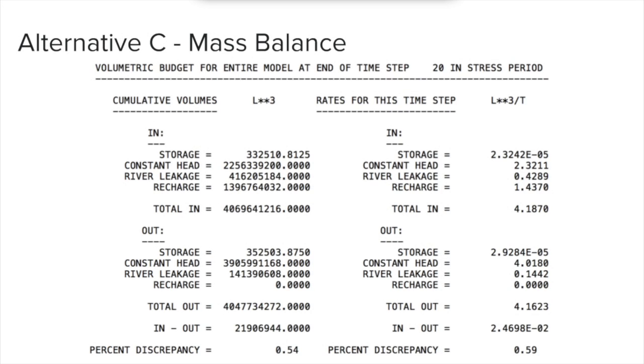This is a mass balance for alternative C. You can see that our flow to the river decreased to 0.1442, but the percent discrepancy increased to 0.59. Although it increased, we are able to see that it is still relatively accurate due to the fact that it is below 1.